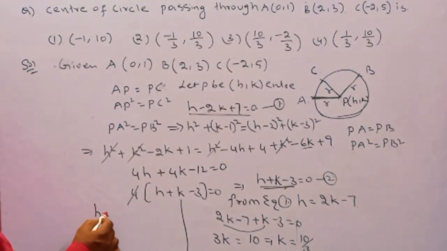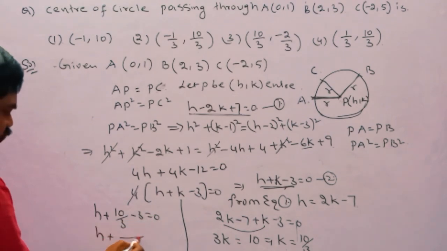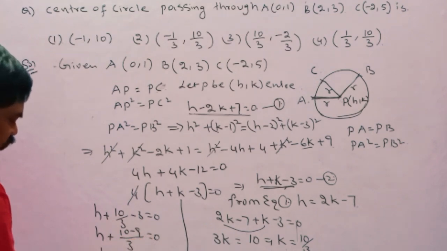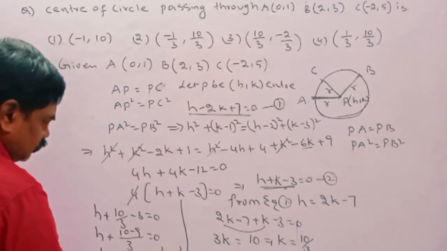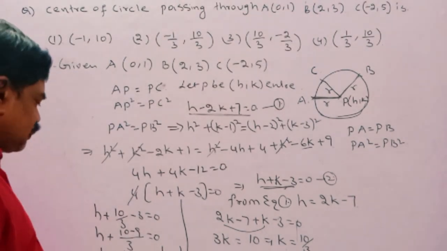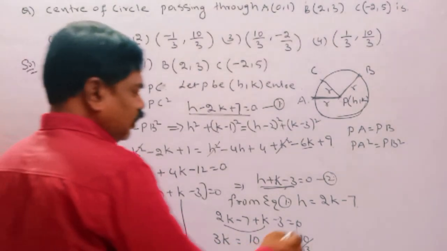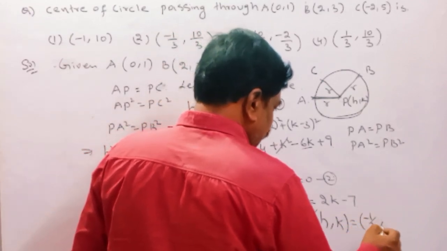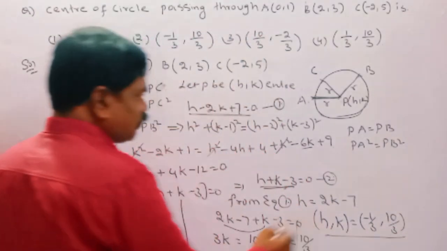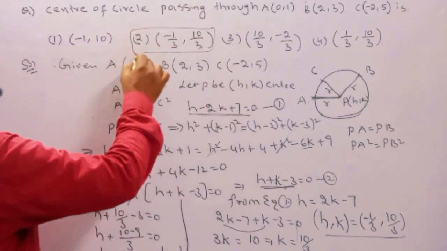Then substitute K equal to 10 by 3 in this equation: H plus 10 by 3 minus 3 equal to 0. 3 is the LCM, so 10 minus 9 equal to 0. H plus 1 by 3 equal to 0, so H is equal to minus 1 by 3. K is equal to 10 by 3. So (H, K) is equal to (minus 1 by 3, 10 by 3), which is the center of the circle.